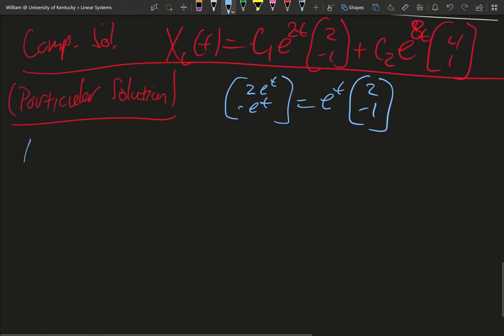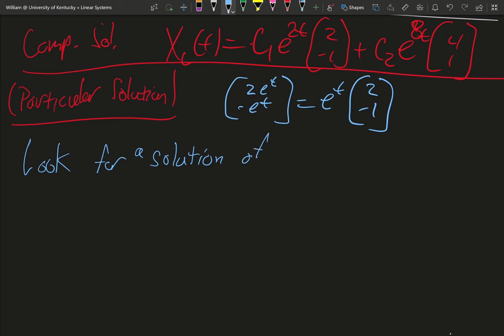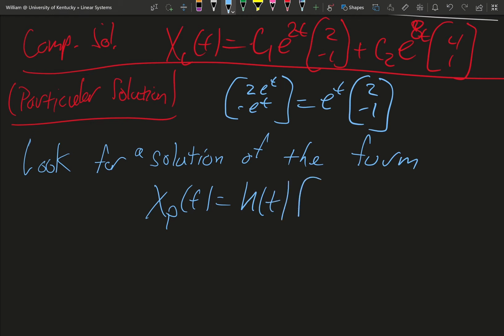So let's look for a solution of the form xp of t equals, let's say, h of t times (2, negative 1). Now, if this was any other vector, we would be screwed. However, let's see what happens.